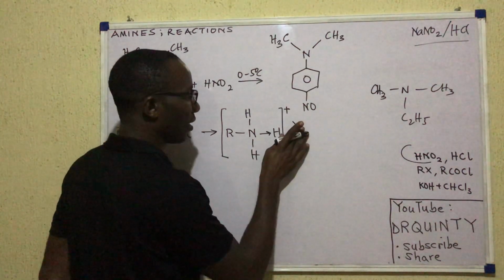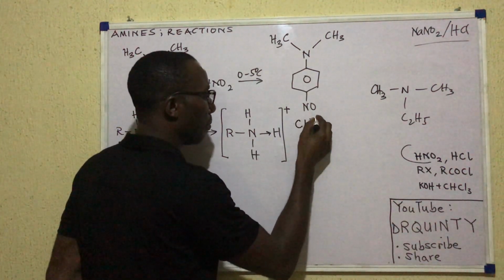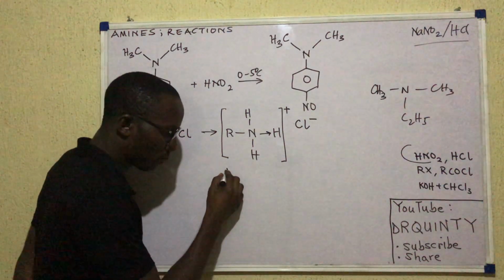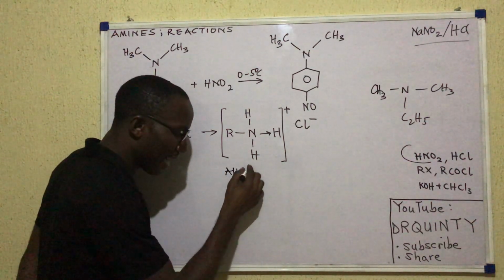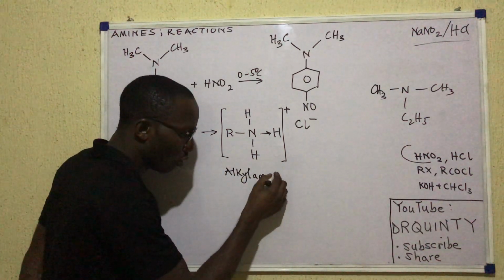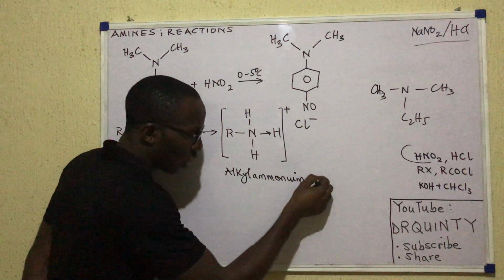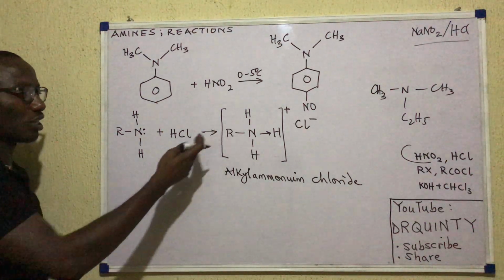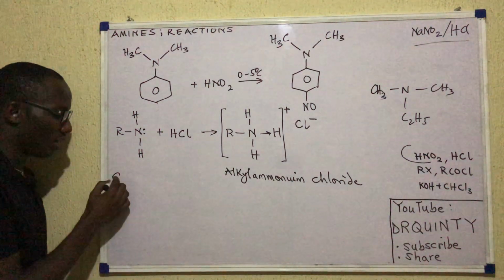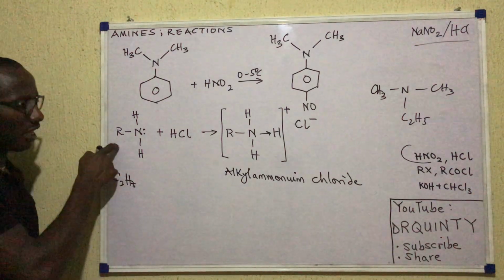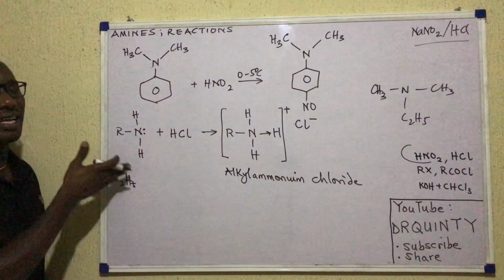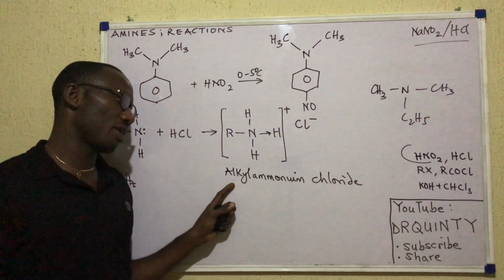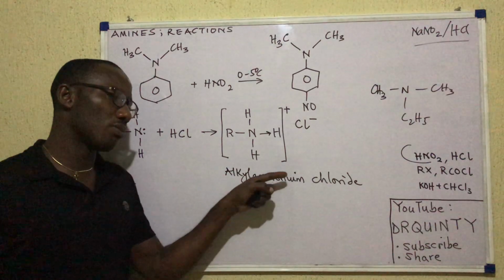X, what's our X now? Cl, so Cl minus. How do we name this product? We'll call this product alkyl ammonium chloride. Alkyl stands for the R there. For example, if this R were C2H5, then this amine would have been called ethylamine. And because we have ethylamine, in that case, what we have here would have been ethyl ammonium chloride.